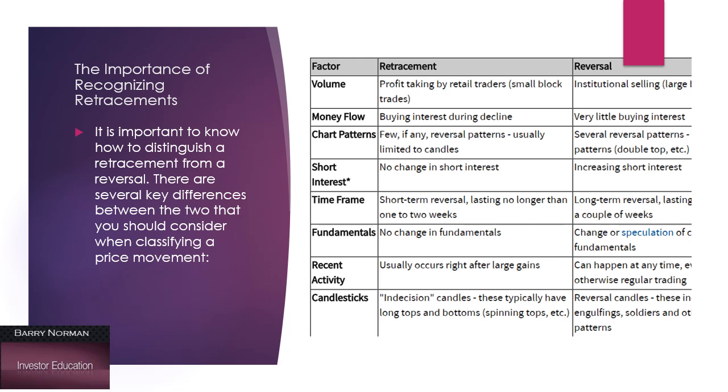A reversal is usually when the big institutional guys start jumping out of an asset. Now, we have money flow. We have chart patterns. For instance, there are few if any retracement patterns usually, and they're usually limited to candlesticks. And then in reversals, we get a lot of patterns like double tops and double bottoms, when we're looking at chart patterns to see and define a reversal.